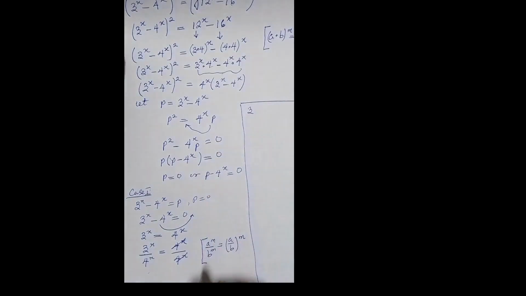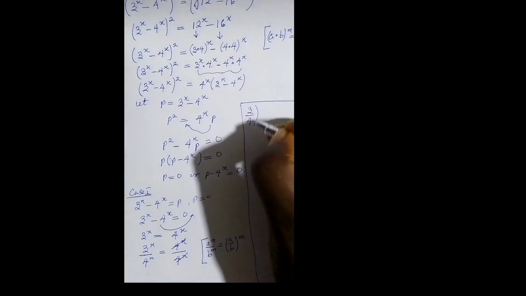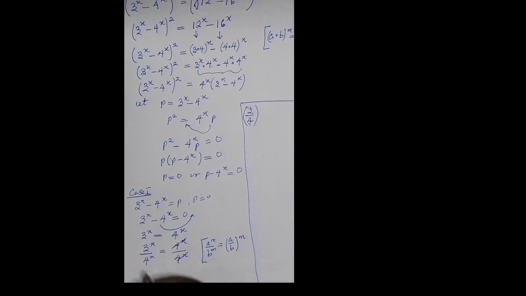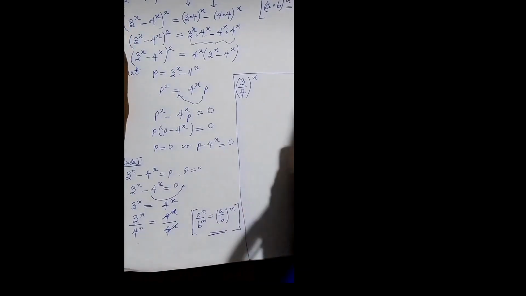3 to the power of x divided by 4 to the power of x now becomes 3 over 4 to the power of x, by virtue of this rule here, okay? So then equal to 1.